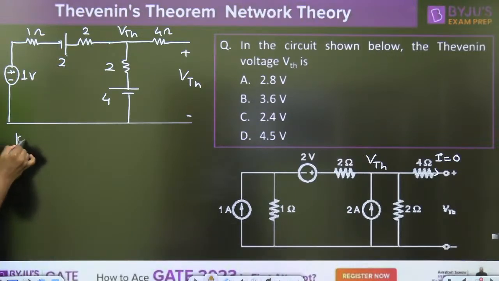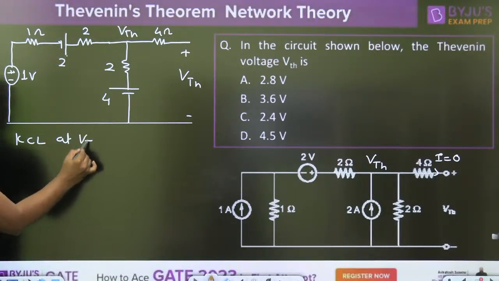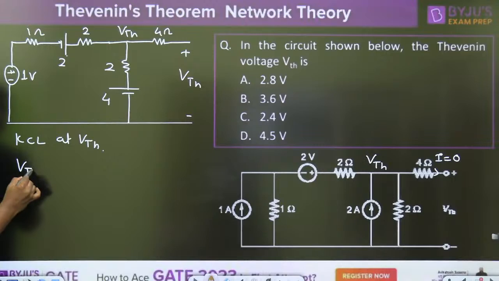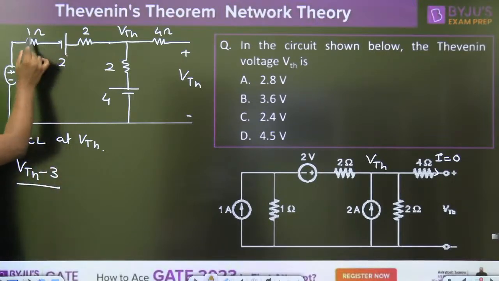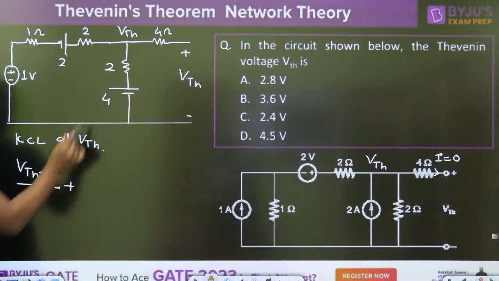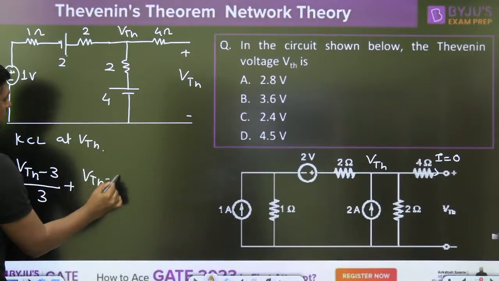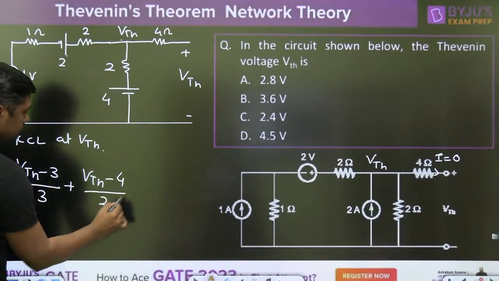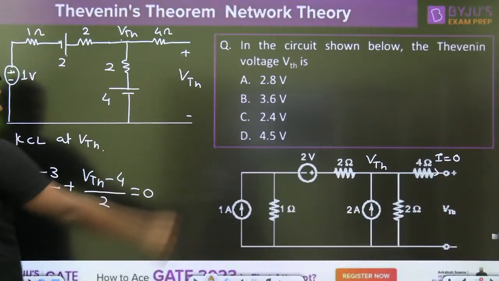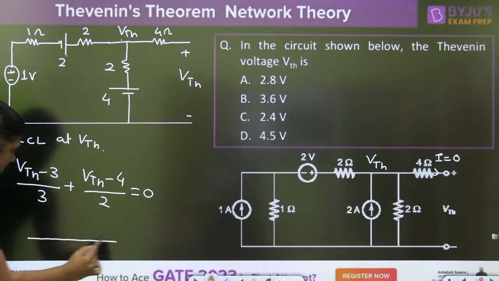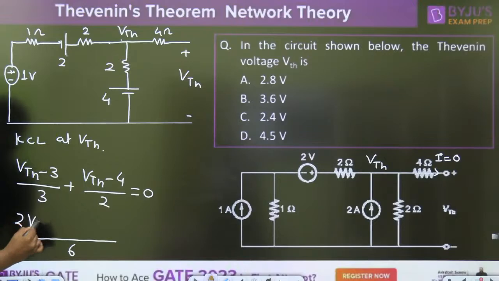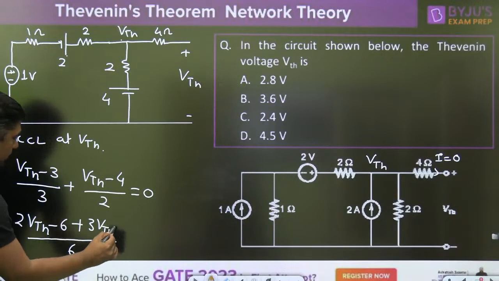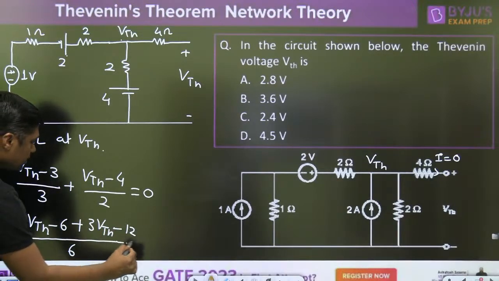Write down the KCL at VTH. VTH minus 3, 2 plus 1, 3, divided by 2 plus 1, 3, plus VTH minus 4 divided by 2 is equal to 0, because what is the current in this branch? 0. Now you can take 6 as the LCM. It will become 2 VTH minus 6 plus 3 VTH minus 12 is equal to 0.